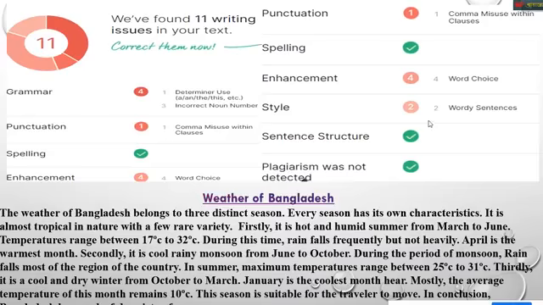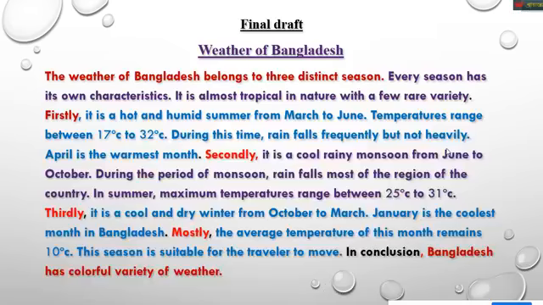Okay, and it's great to see that we have only 11 writing issues. Gradually, you see, we started from 17 issues and it goes to 14, then 12, then 11. And what happens next, you see? Okay, all right, dear students, we got the final draft.